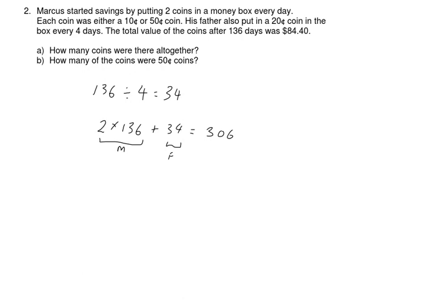Okay, so Lauren was asking, when Marcus put in the 2 coins, does it mean that both coins must be 10 cents or both coins must be 50 cents, or it can be 1 10 cents and 1 50 cents? Actually, it can be in any combination. Can be 2 10 cents, 2 50 cents, or 1 10 cents and 1 50 cents. There's no restriction.